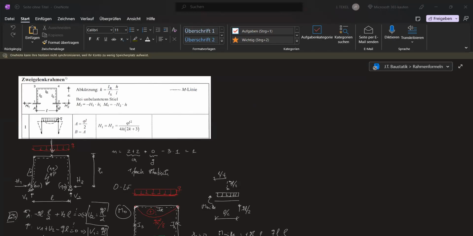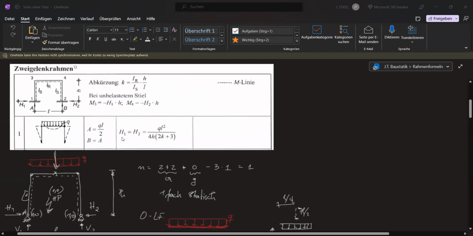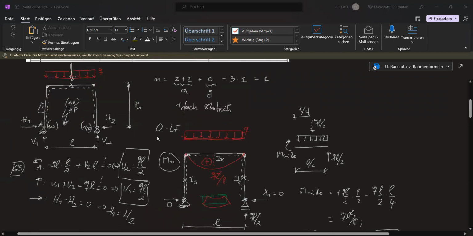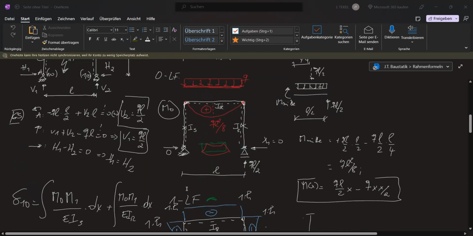Hi, this is Deka. So in a previous video, we computed the horizontal forces on this statically indeterminate system to the degree of 1. And for that, we used the force method.